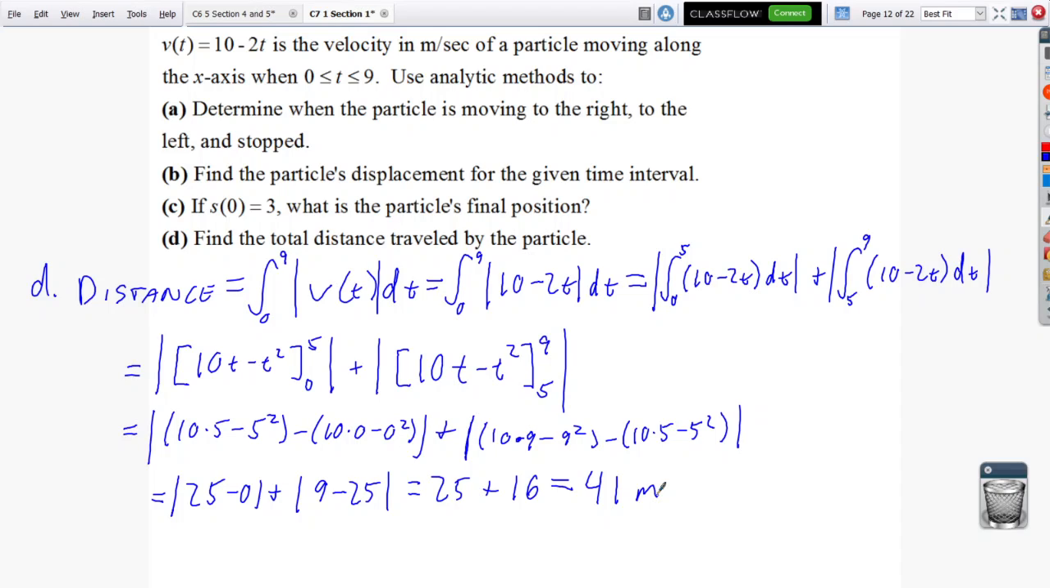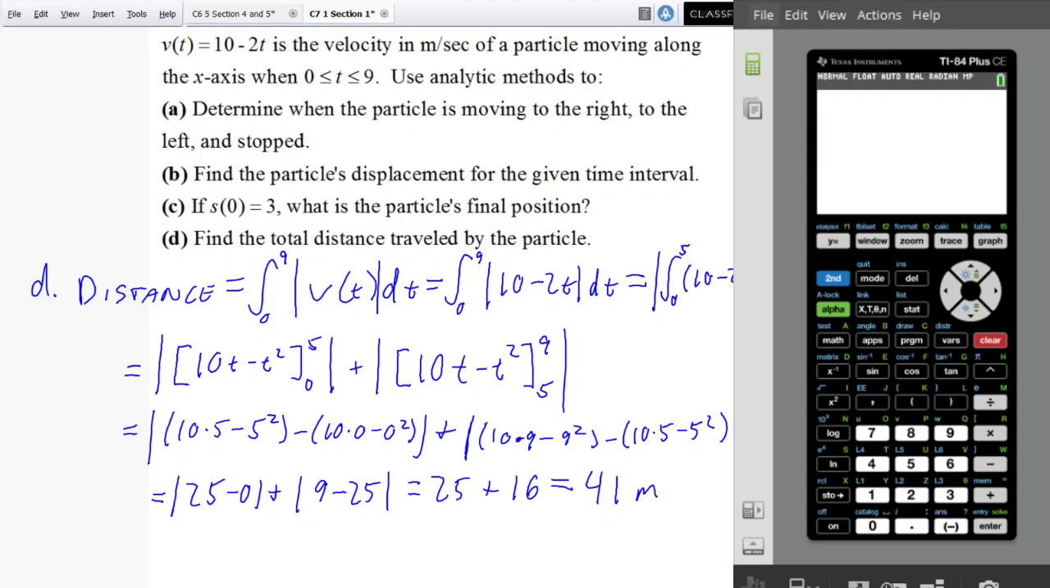And let me pull up my calculator here real quick. So again, just pointing out that if you didn't want to do this by hand and you had a calculator at your disposal, you could, of course, do the integral from 0 to 9 of the absolute value of 10 minus 2t dt. You should get the same exact thing. Noticing here, we do get 40.99999999974. That's essentially just saying it's 41.